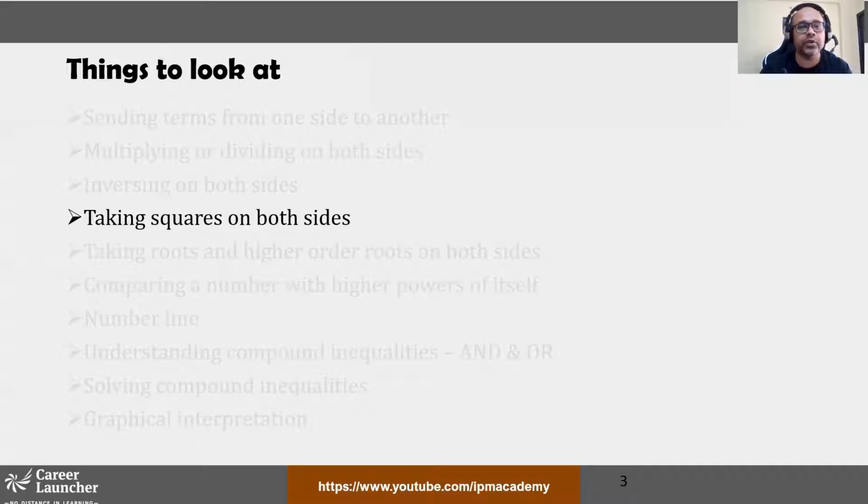Okay, let's start with taking squares on both sides. So in the last video, we have seen what happens when you're sending terms to the other side. We have seen multiplication and division on both sides. We have also seen inversing, and we have seen some interesting results. Now, we are going to start this video by looking at squaring of things on both sides.